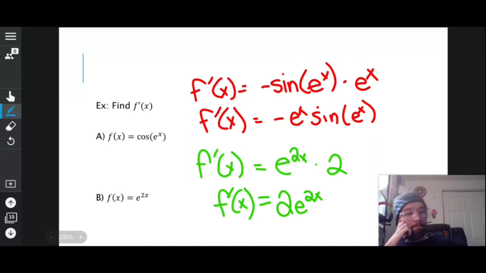Easy. So easy. Too easy. 2e to the 2x, easy.